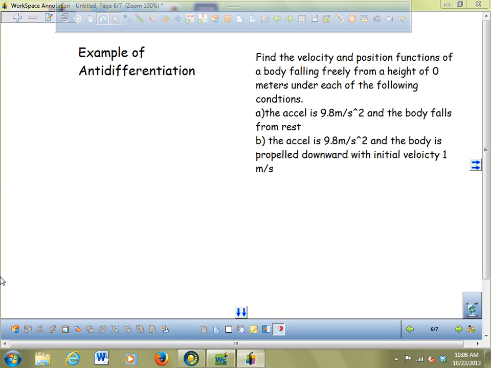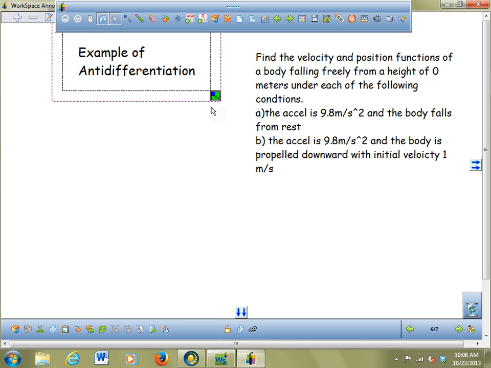How can it fall from a height of 0? Because it's going under the ground. I guess they just don't want to make things overly complicated.